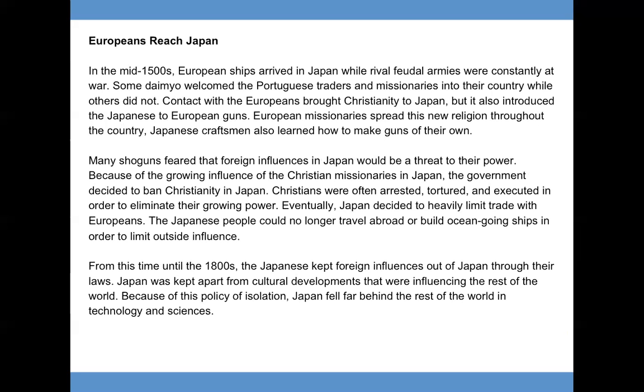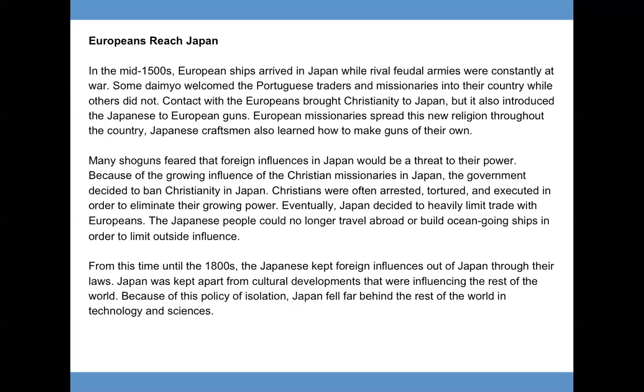Many shoguns feared that foreign influence in Japan would be a threat to their power. Because of the growing influence of the Chinese missionaries in Japan, the government decided to ban Christianity in Japan. Christians were often arrested, tortured, and executed in order to eliminate their growing power. Eventually, Japan decided to heavily limit trade with Europeans. The Japanese people could no longer travel abroad or build ocean-going ships in order to limit their outside influence.